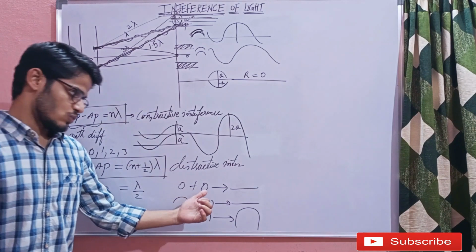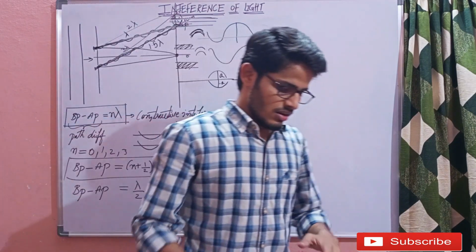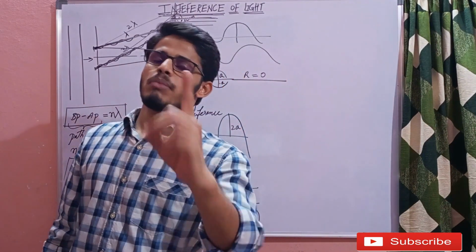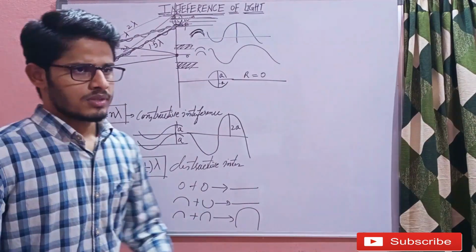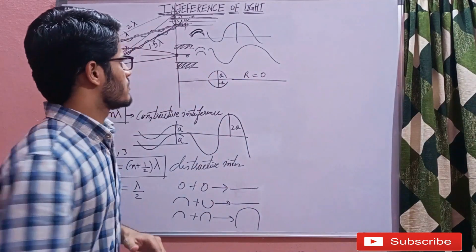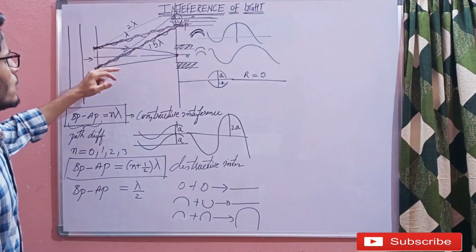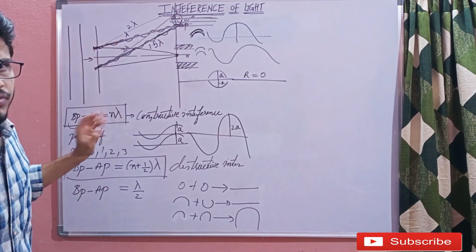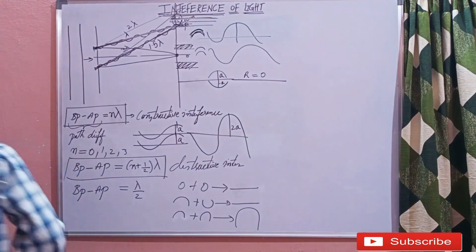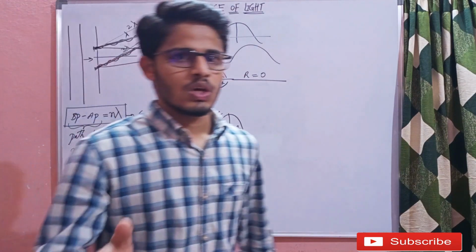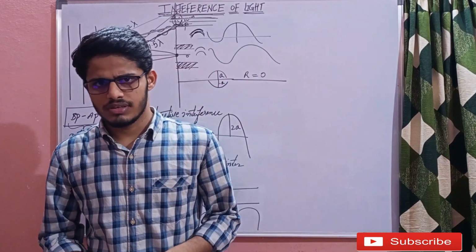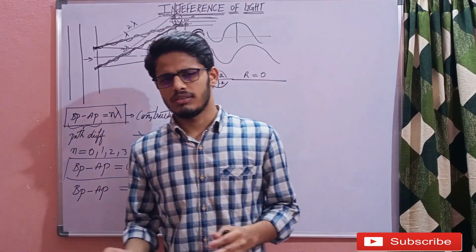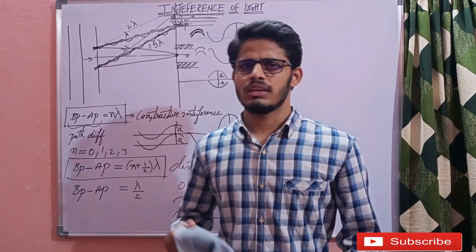So that's why we are denying the particle nature of light. Now we'll find out the path difference between these two rays with the help of the geometry of the figure. And with that path difference, we can find out the phase difference, and with the help of the phase difference and the path difference, we can find out so many other things also.